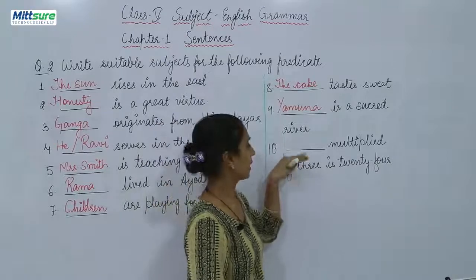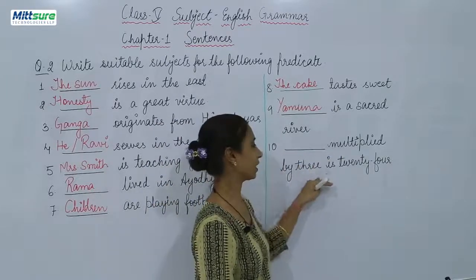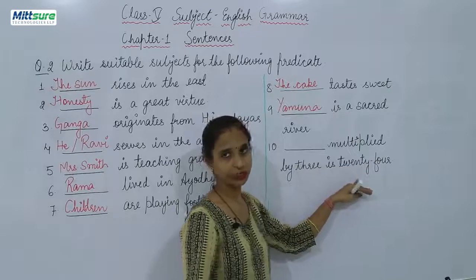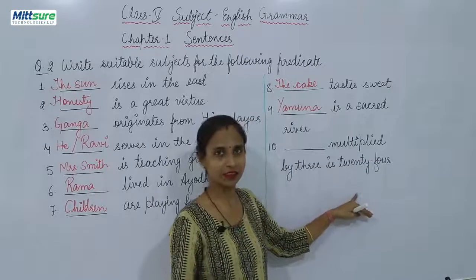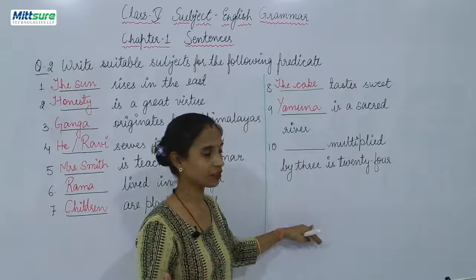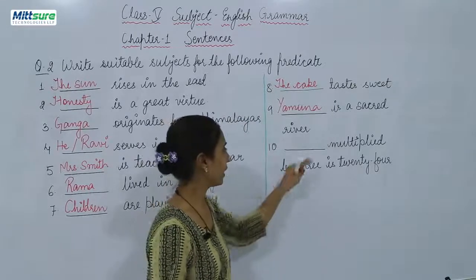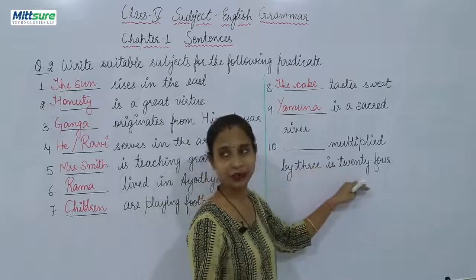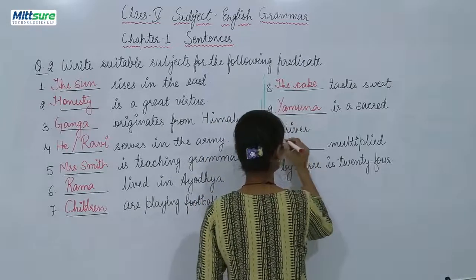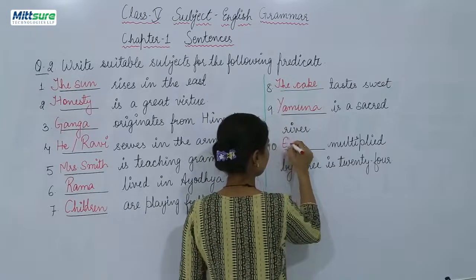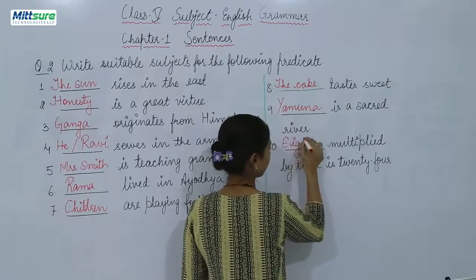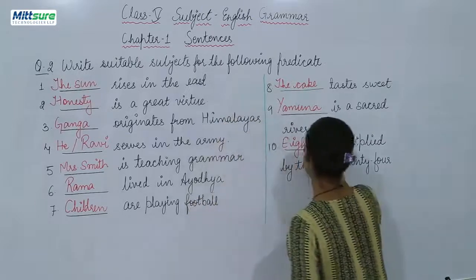10th statement, dash multiplied by 3 is 24. Now you cannot think of any answer in this. You have to be very specific. 8 multiplied by 3, 8 3 is 24. 8 multiplied by 3 is 24.